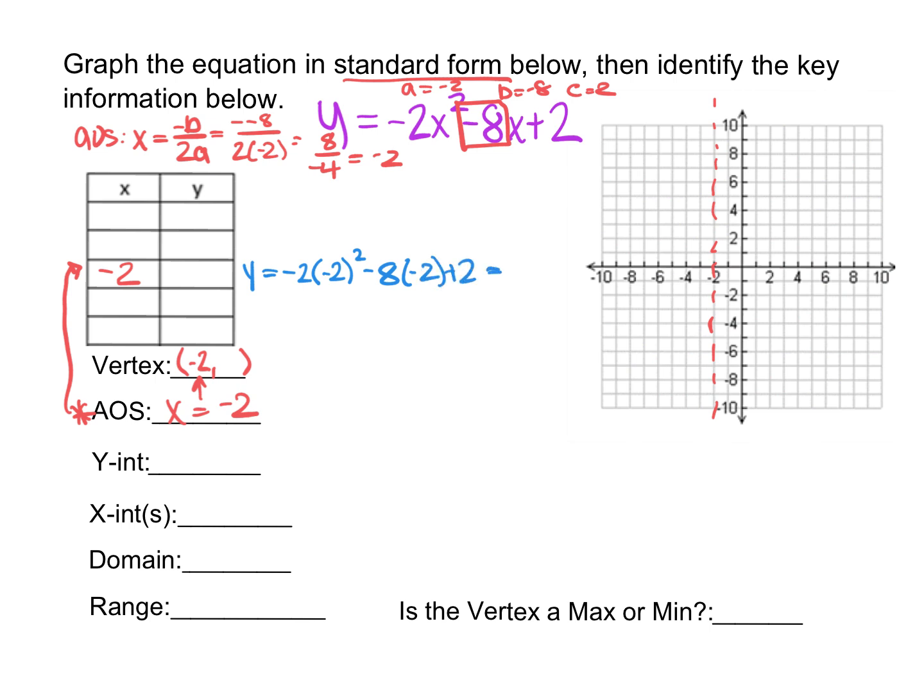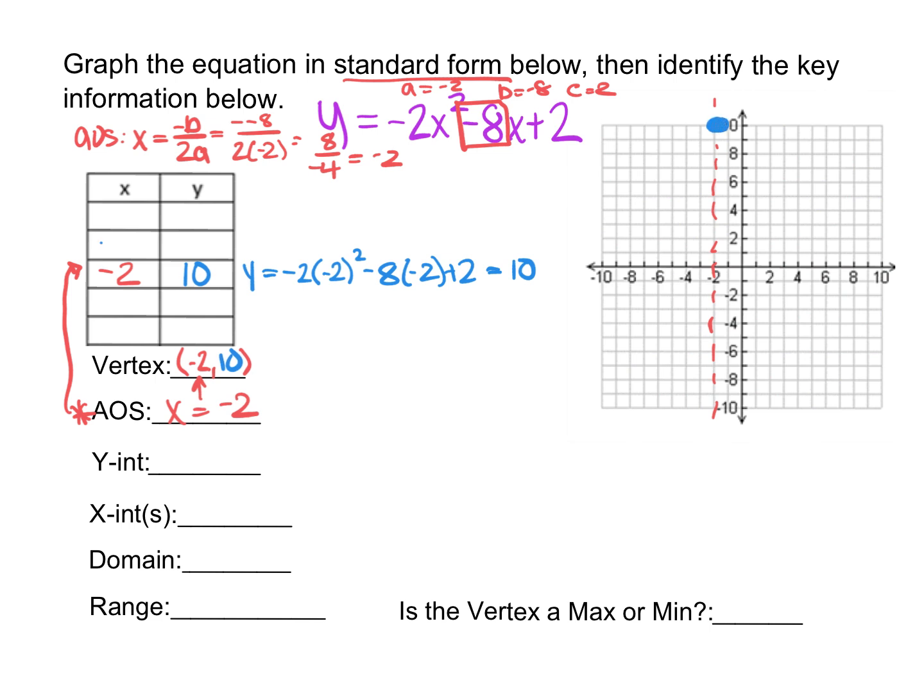So negative 2 parenthesis negative 2 squared minus 8 parenthesis negative 2 plus 2. Notice that my negative 2's that I've put in for x are surrounded by parentheses. And as I do this, I find that the y value is 10. So I know that my vertex is occurring when x is negative 2 and y is 10.